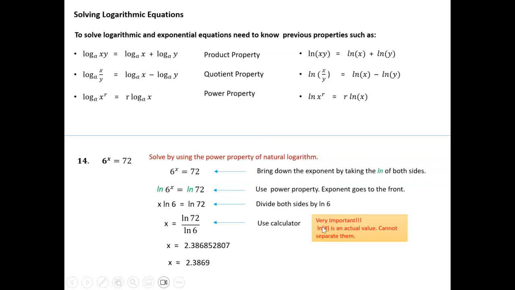Hey guys, make sure that you run it out to 4 places, and that the ln is actually a number. The ln of whatever number it is, it's a value. You cannot separate the letters ln from the number. They go together. It's an actual value. And there's another mistake that a lot of students make, because they don't know that the ln of a number is actually a value.